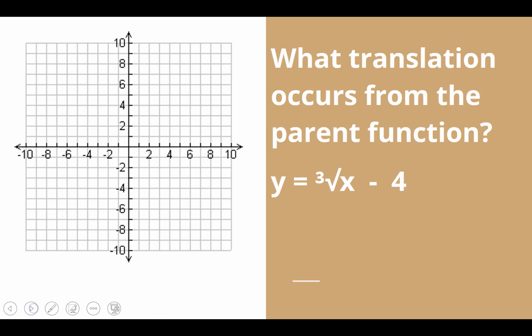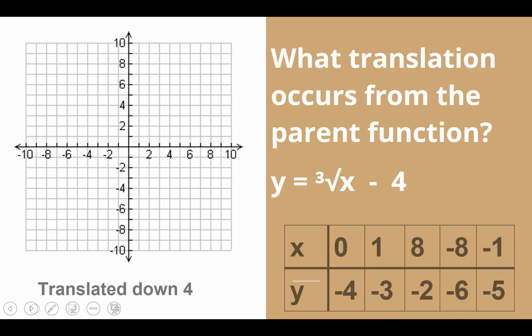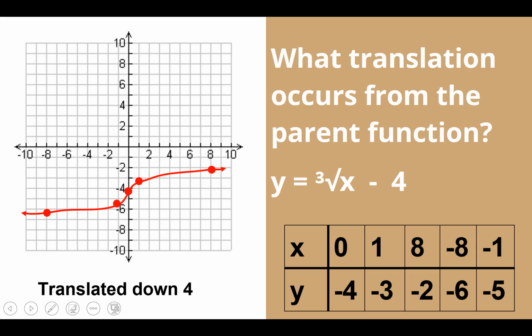All right, so cube root of x minus 4, what's going to happen to the whole thing? Is it right or is it down? Why is it down? It's outside of my radical. Good. So all of my y's are going to be subtracted by 4. It's a translation down. So our wiggle will be towards the bottom.